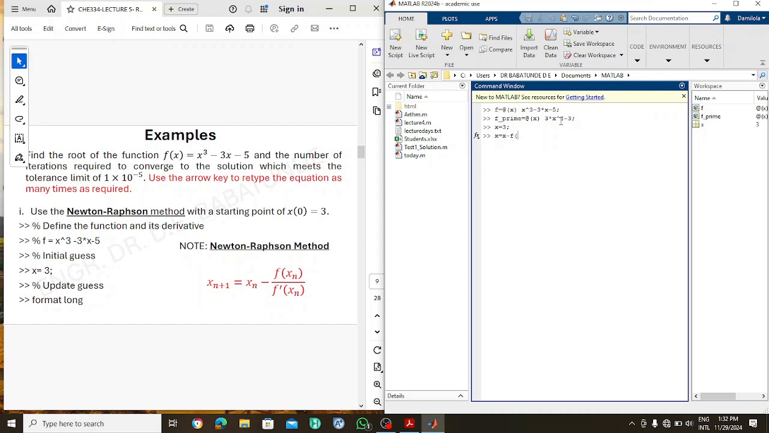F of x, slash f prime. That was what we named it, right? F prime of x. Let's see if it works. I'm not going to suppress it because we want to be comparing the values to know if we have converged to a solution. So this is our first iteration. Let's see the outcome by pressing enter. So the refined value for the first iteration is 2.458333, and all of that.